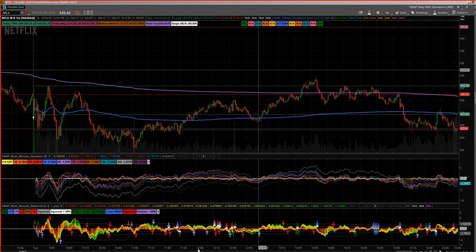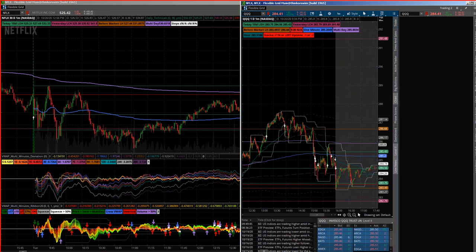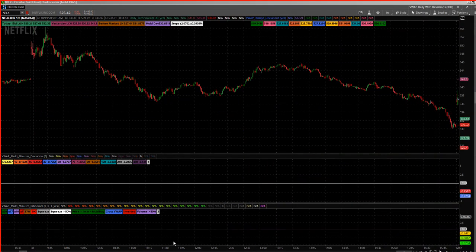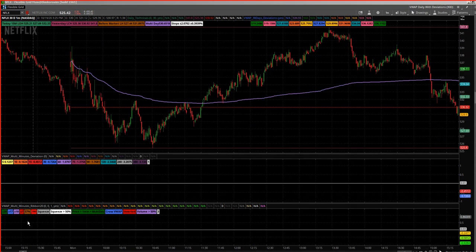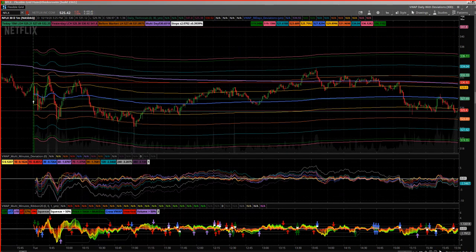I'll just close the backtesting because it's taking too much memory. Okay, so we have our bands here.